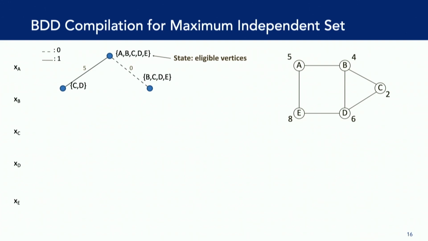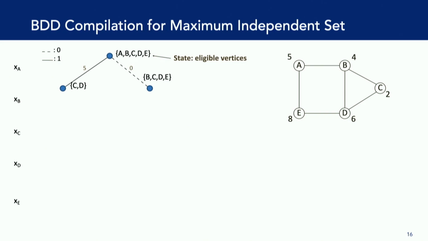So in terms of dynamic programming, my state will be the set of eligible vertices I can still add to my independent set as I go along the path in the diagram. And when I make a transition via either 0 or 1, I will have to update the state accordingly. For example, if I take the 0 decision from the root state, I have not yet selected anything. I can no longer do A because I chose not to do that. And the remaining set is then B, C, D, and E. Okay? I choose to compile it in this way, and we'll see where that brings us.